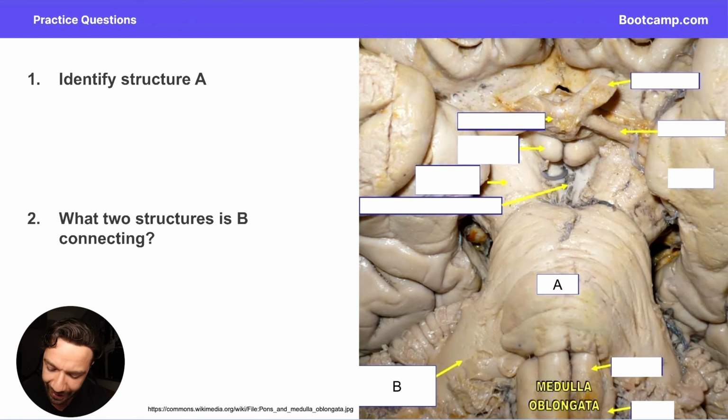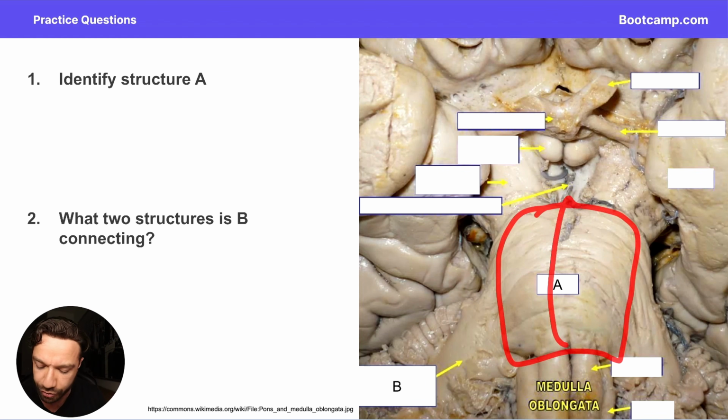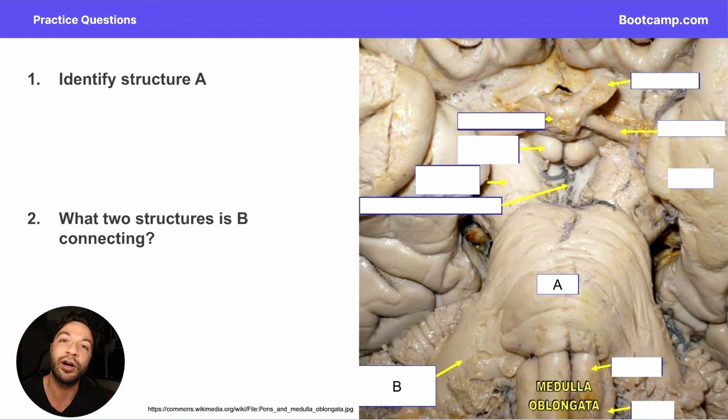So structure A, let's orient ourselves first. Right here, well, if this label wasn't here, we would know this is the pontomedullary junction. If you remember, we actually have two nerves coming out right here, which are the abducens nerves. So this is that pontomedullary junction. These structures right here, which are like two columns holding up the brain, these are going to be those cerebral peduncles. So this structure right here in the middle, this bulging out structure, this must be our pons.